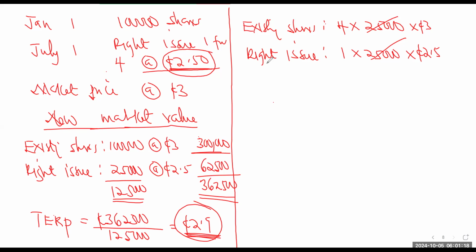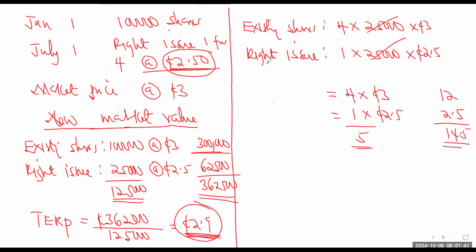25 and 25 will cancel, isn't it? Okay. So we can say that this can also be calculated as 4 multiplied by 3 cedi. That will give us 12. And this will give us 1 multiplied by 2.5. That will give us 2.5. So we have 5 over here, and we have 14.5. Then the theoretical ex-rights price will give you 14.5 divided by 5. That will also give you 2.9.